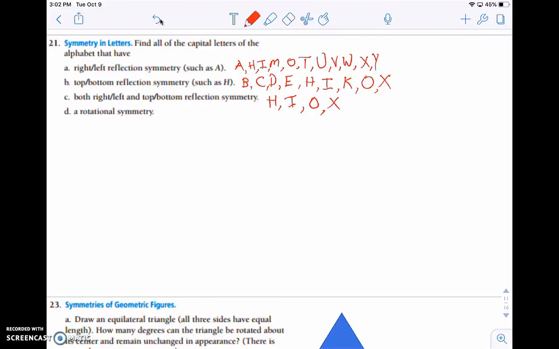Now, which ones have rotational symmetry, where you could rotate at a certain angle and not be able to differentiate? H and I, again, are popular ones. Those you can rotate 180 degrees. N, you can also rotate 180 degrees. O, S, as we mentioned before. X, and then Z also. Those are all of the uppercase letters of the alphabet that have rotational symmetry.